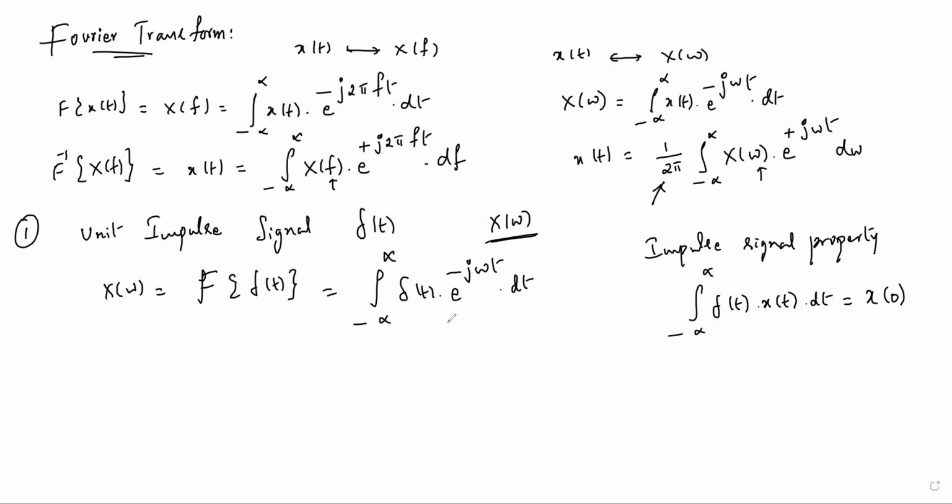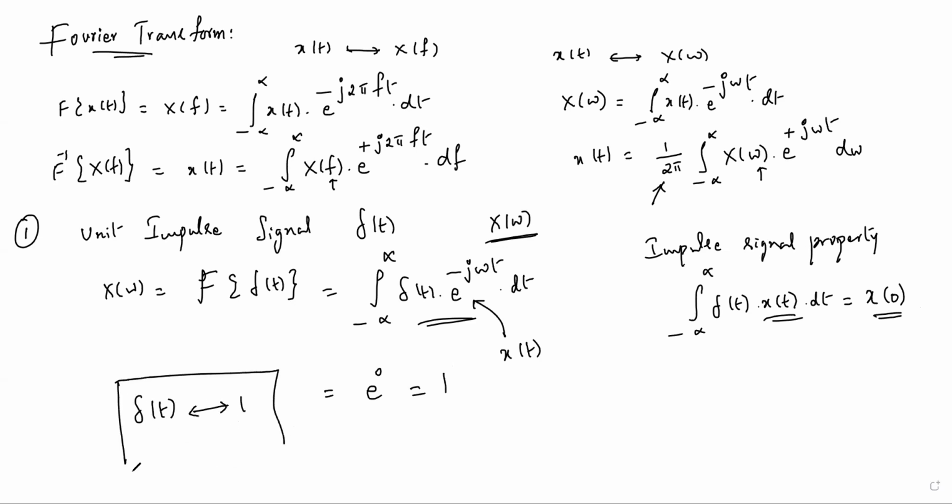So if you compare this equation with this equation, here x of t is e to the power of minus j omega t. So x of 0 is e to the power of 0. From the sampling property, we are writing this expression as e to the power of 0, which is equal to 1. So the Fourier transform of unit impulse signal is 1. This is the first signal.